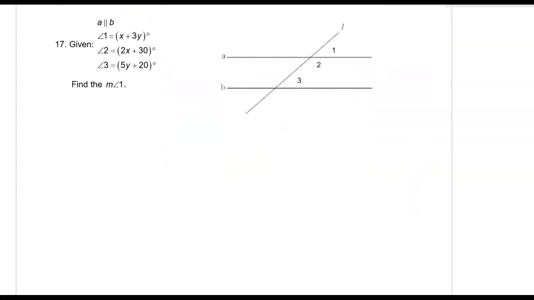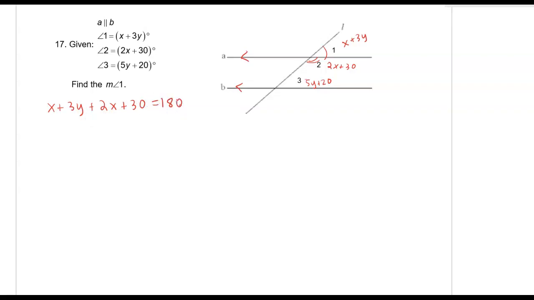Number 17. Line A is parallel to line B. Angle 1 is x plus 3y. Angle 2 is 2x plus 30. And then angle 3 is 5y plus 20. I know that angle 1 is supplementary to angle 2, so I can set x plus 3y added to 2x plus 30 equal to 180.